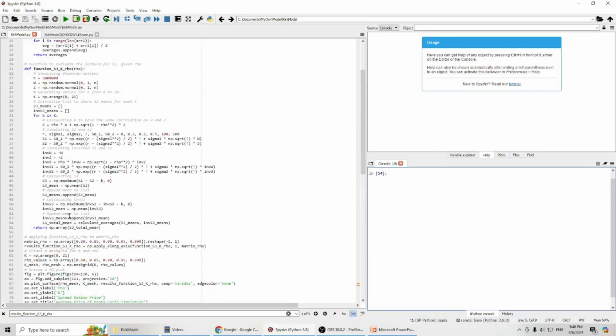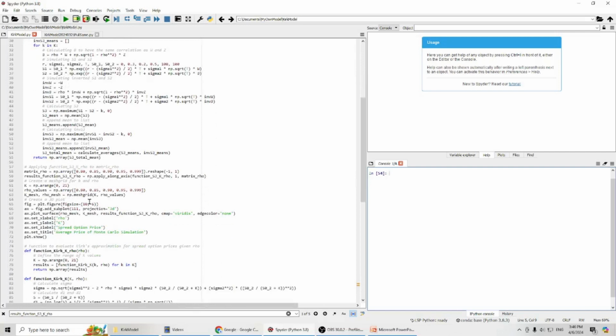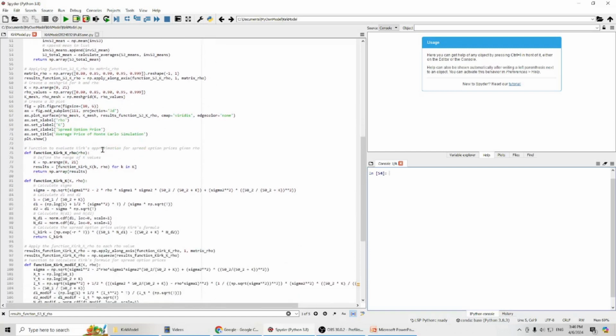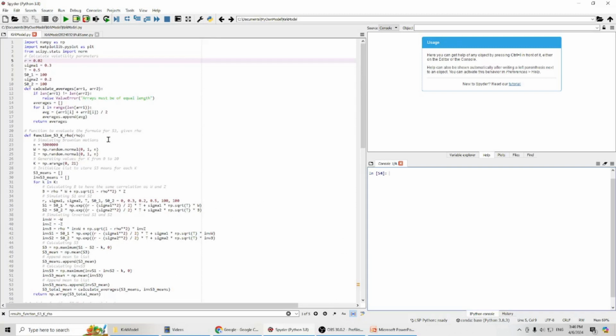For the strike price, I will use from 0 to 21. And for the correlation, I will use 0.8, 0.85, 0.9, 0.95, 0.999. Okay, now let's run our model. Because for the simulation I use 5 million paths, it will take some time.